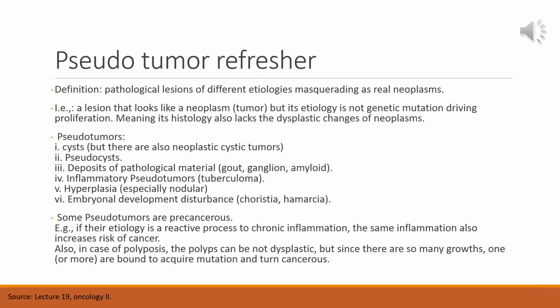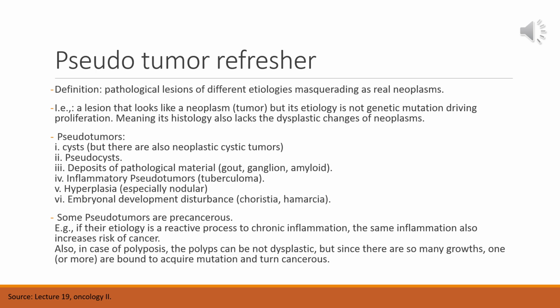Let's quickly discuss what a pseudotumor even is. So the definition as given by Professor Dushkova is that those are pathological lesions of different etiologies masquerading as real neoplasms, i.e. those are lesions that look like neoplasms, but their etiology is not that of neoplasms. What is the etiology of a neoplasm? Genetic mutations, among others, drive proliferation.